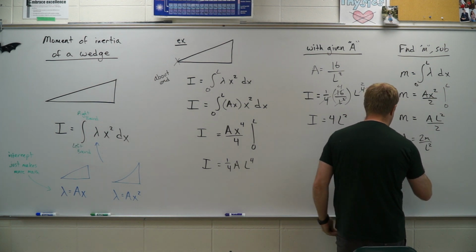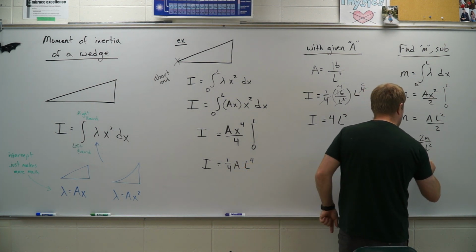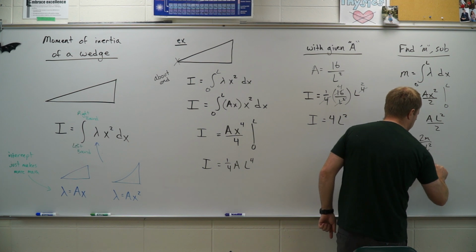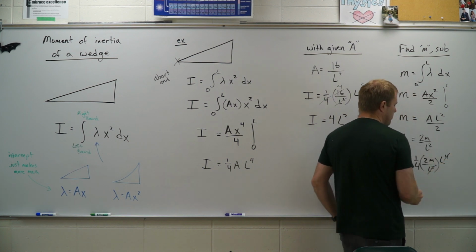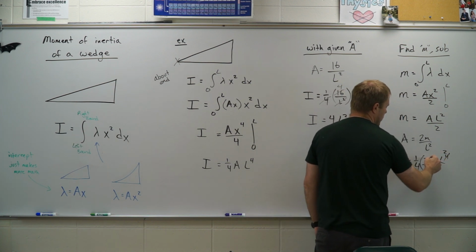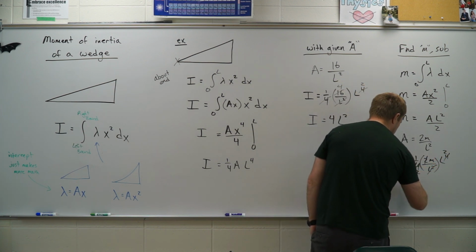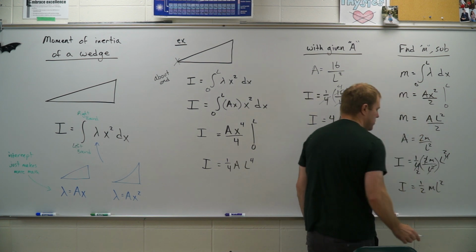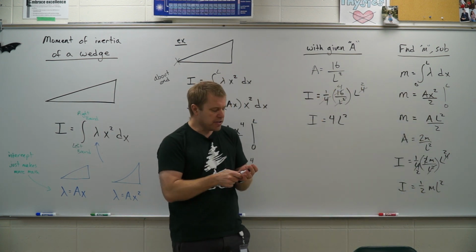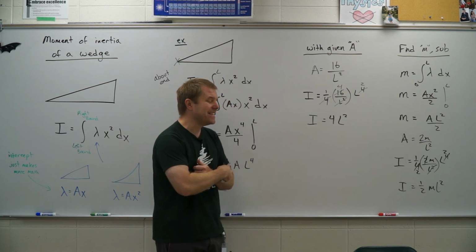So now I have my I, and I'm coming back from here. 1/4 times 2m over L squared, L to the fourth. Get rid of some of those L's, good. Get rid of some of those values, and I get an I of 1/2 mL squared there. Okay, so that is how I do it for a wedge that is linear.